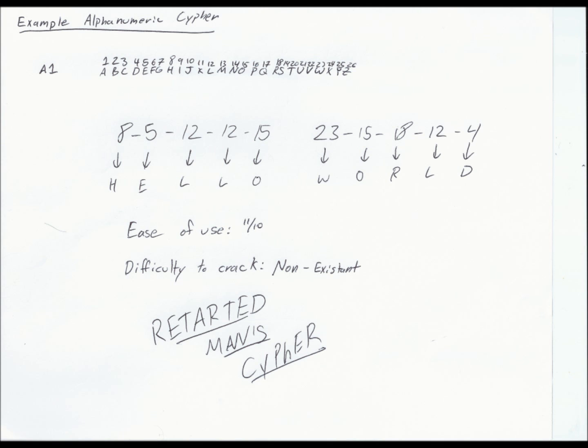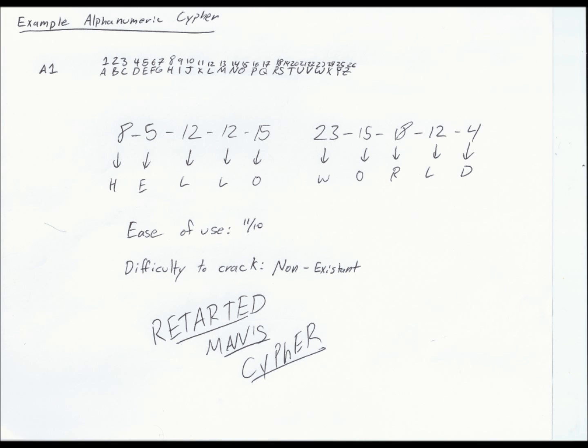This one is alphanumeric. This one is dirt easy to crack, dirt easy to use, and I'm pretty sure everyone in the world has used this at some point. Maybe not the world, probably just the United States, but still. It's fairly common, so A is 1, B is 2, C is 3, D is 4. Yeah, it's pretty easy. 8, 5, 12, 12, 15, 23, 15, 18, 12, 4 is hello world.